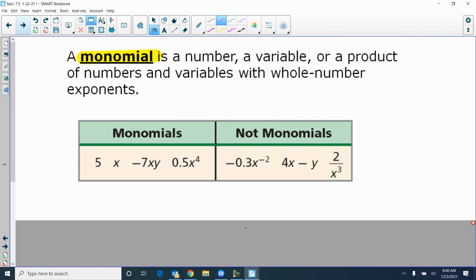Okay. 5 is a monomial. X is a monomial. -7xy is a monomial. As long as they are being multiplied together and as long as you have whole number powers, you say it's a monomial. We are not going to deal with a negative power. You cannot say 2 terms is a monomial because that's 2 expressions. And 2 over x cubed is not a monomial.